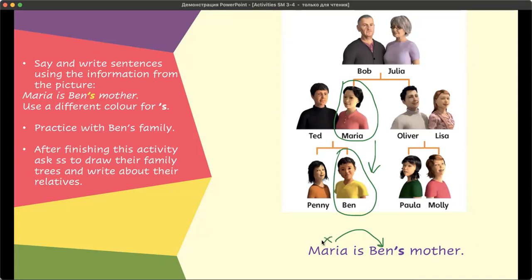You can put a cross above Maria to show that you are speaking about her. So who's she? She is Ben's mother. You do the same with other people. You ask questions, the students answer. And then when they have no problems with Ben's family tree, you can ask them to draw their family trees and write about their relatives. So it can be a small tree with like mom and dad or sister only, but if they make correct sentences, they got the idea.